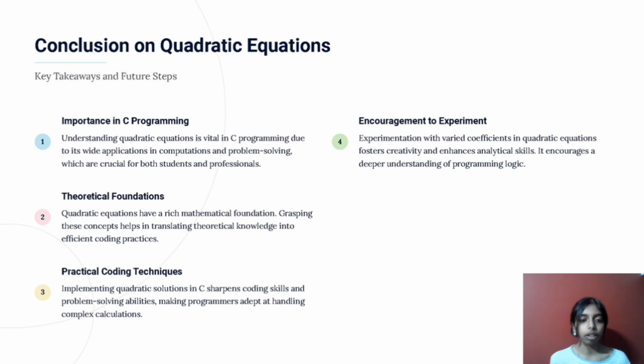Practical coding techniques. Implementing quadratic solutions in C sharpens coding skills and problem-solving abilities, making programmers adept at handling complex calculating techniques. Encouragement to experiment. Experimentation with varied coefficients and quadratic equations fosters creativity and enhances analytical skills. It encourages a deeper understanding of programming logic.